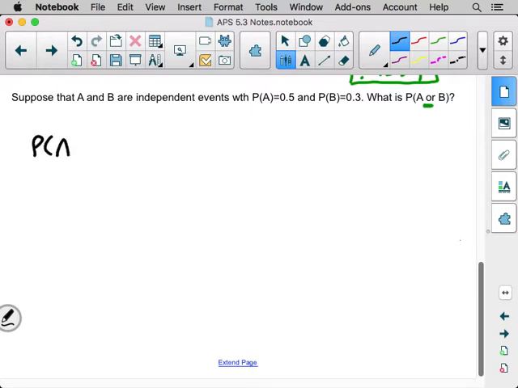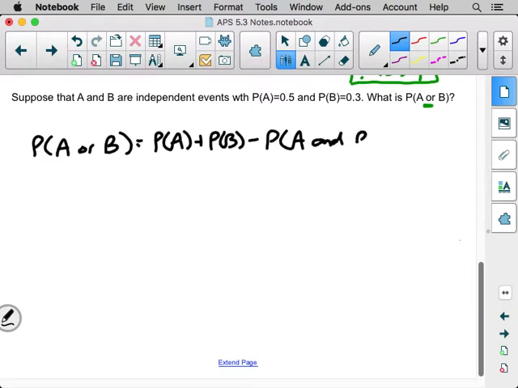So probability of A or B is going to be probability of A plus probability of B minus the overlap, if there's an overlap. Now, we're not told that there isn't one, so we have to assume there's an overlap here, right? Doesn't it say that they're independent events, though? Yes, it does. Does that mean that there is an overlap? It means there is one, yeah. But the question is, how do we find that overlap?